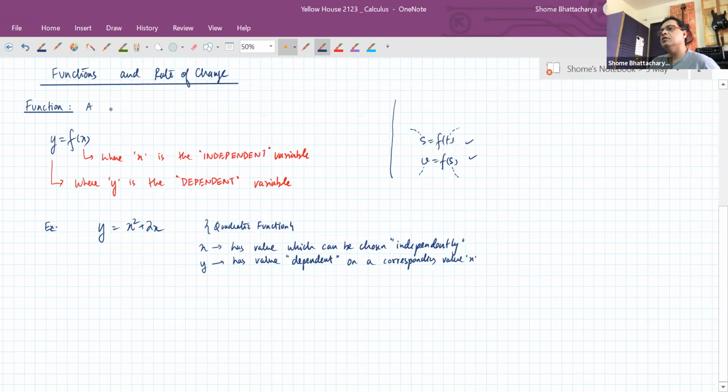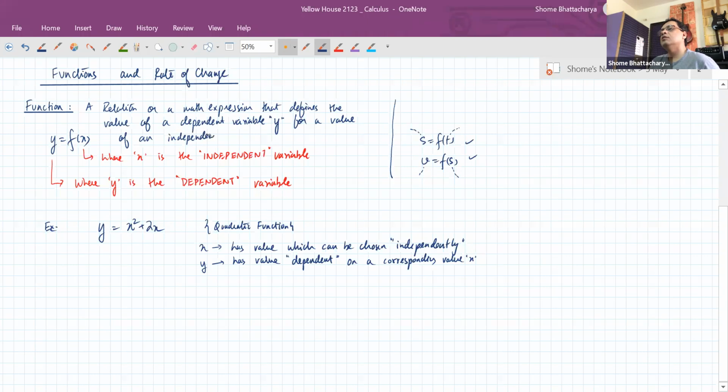So a function is a relation, or a mathematical expression, that defines the value of a dependent variable, let's say y, for a value of an independent variable x.